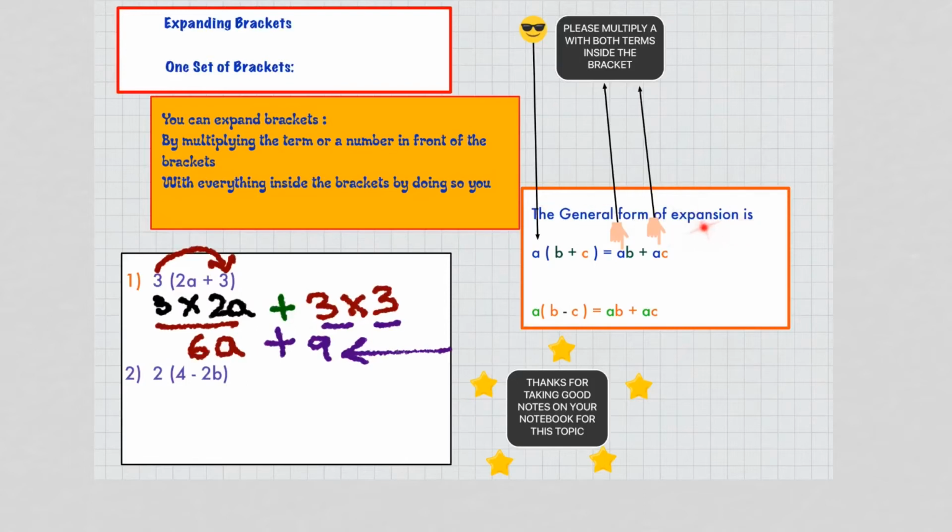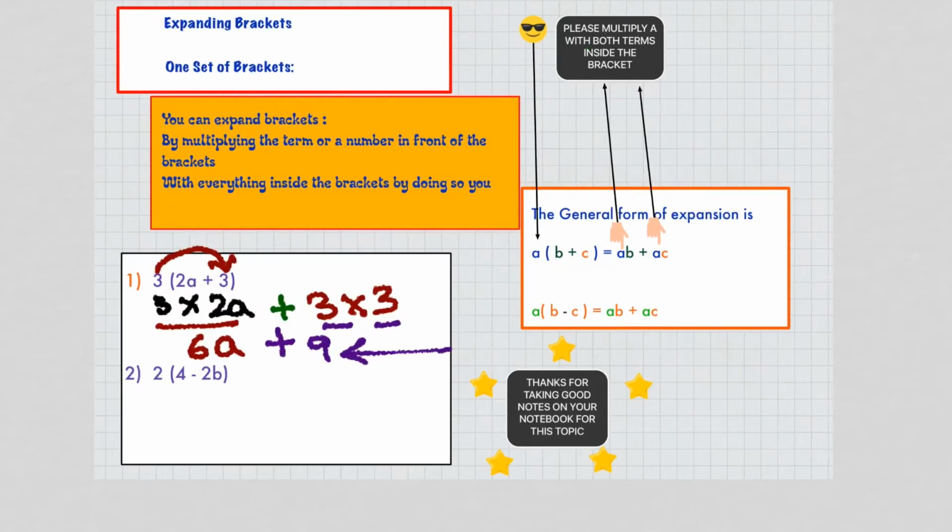The general form of the expansion is given here, which is a into b plus c. So the general form says you multiply a with both terms. You multiply the first term with both of them: we multiply a with b, which gives us ab, and then we multiply a with c, which gives us ac. So we multiply it with both the terms.